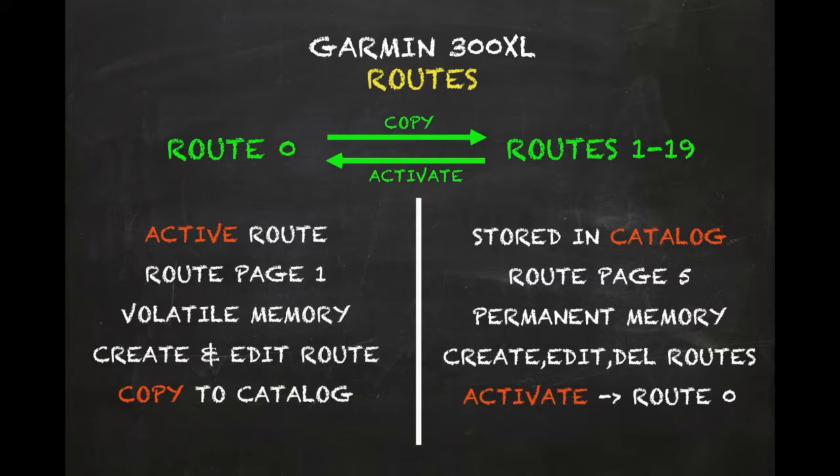Remember that when you create or edit a route in the active route page, that is route number 0, the changes will not be saved if the unit is powered off. To save the changes from route 0, you must copy the flight plan to an empty catalog route before turning the 300XL off. Any of the 19 catalog routes can be moved to the active route by activating the desired route from the catalog page, as we'll demonstrate in this video.